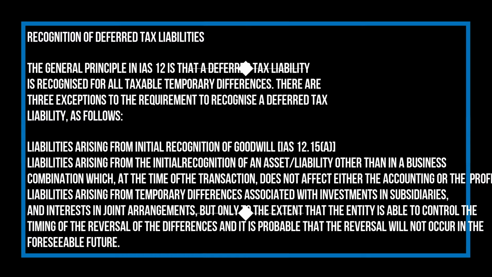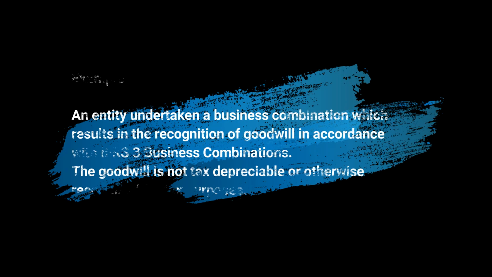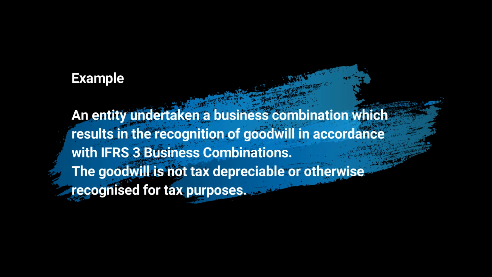And number three is liability arising from taxable differences associated with investments in subsidiaries, branches and associates, and interests in joint arrangements, but only to the extent that the entity is able to control the timing of the reversal of the differences, and it is probable that the reversal will not occur in the foreseeable future. Example: an entity undertakes a business combination which results in the recognition of goodwill in accordance with IFRS 3 Business Combinations. The goodwill is not tax depreciable or otherwise recognized for tax purposes.